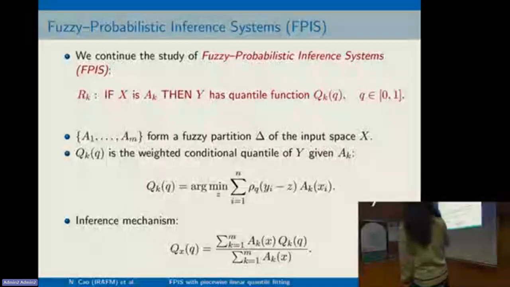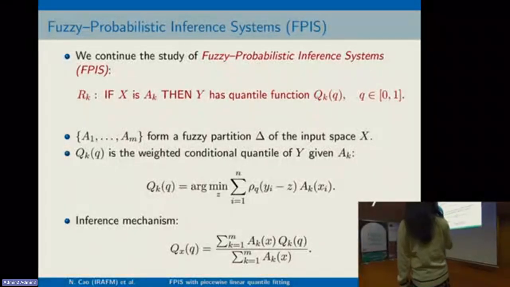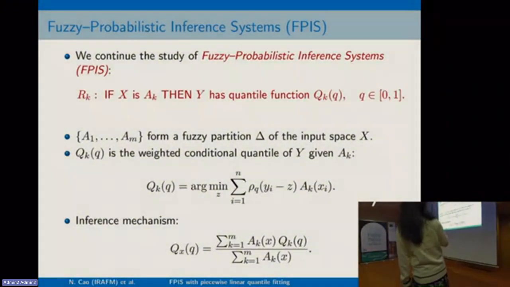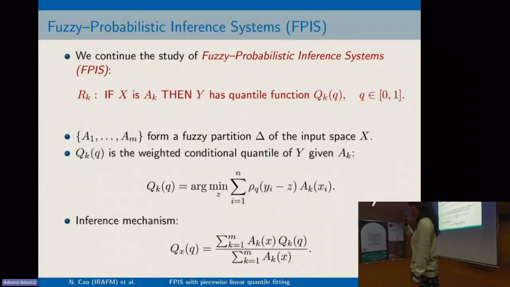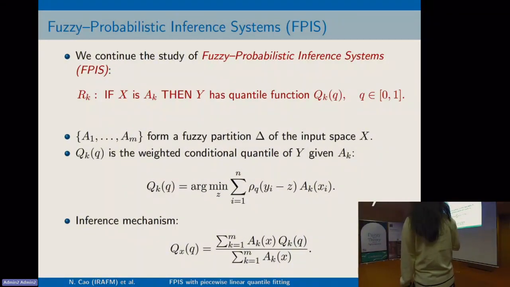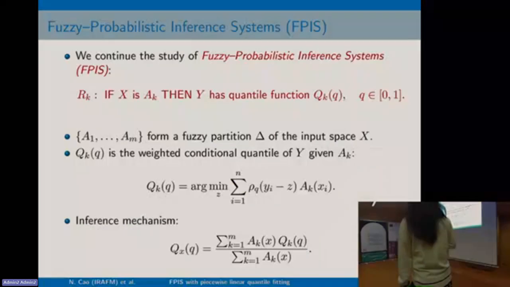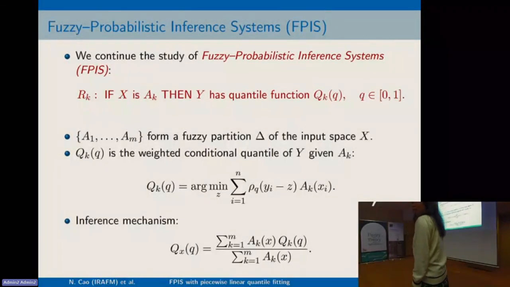Should I recall again the inference system? Okay, we still work with the rules with the antecedent alpha sets, and they form a fuzzy partition. And the consequent will represent the probability distribution of the response data, and it's represented by the quantile function. That is the point. And the inference mechanism, okay, here I recall the weighted average, the typical one, the weighted quantiles.